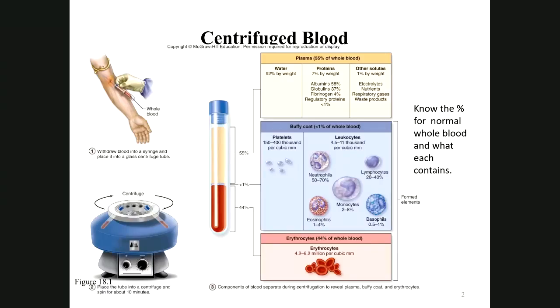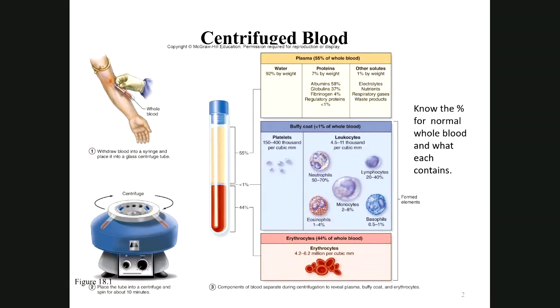On this slide, we're looking at whole blood once it is centrifuged. Once you get your blood drawn, all of these components are mixed, and the centrifuge spins it really fast, which causes these substances to separate. We can see here that in whole blood, about 55% of it is plasma. That's this stuff up here on the top. It's about 92% water. It's got some proteins, and it's also got some other solutes like electrolytes, nutrients, respiratory gases, and waste products.